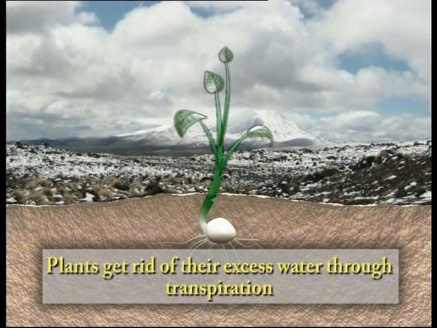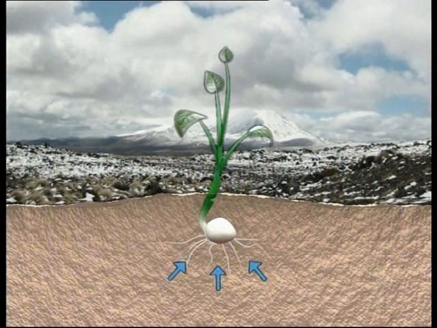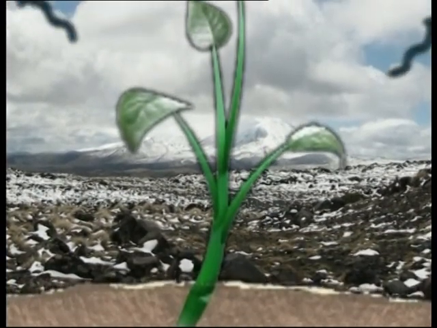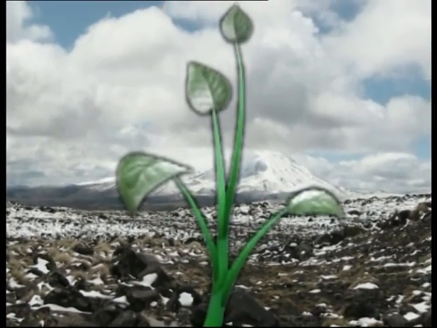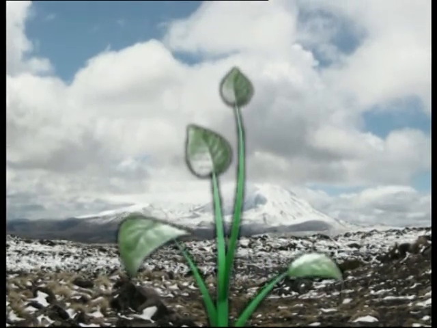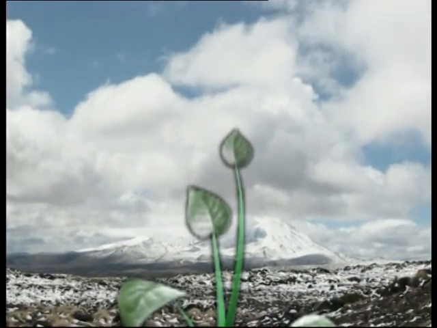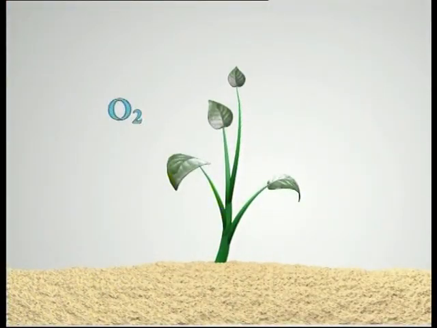Plants get rid of their excess water through transpiration. By doing this, they can maintain the concentration of cell fluid. Evaporation from the leaf surface has a cooling effect which helps to prevent the heat of direct sunlight from damaging the delicate cells. During transpiration, the opening of the stomata allows carbon dioxide from the atmosphere to diffuse inside the leaf for photosynthesis, while oxygen diffuses out through the stomata into the air.